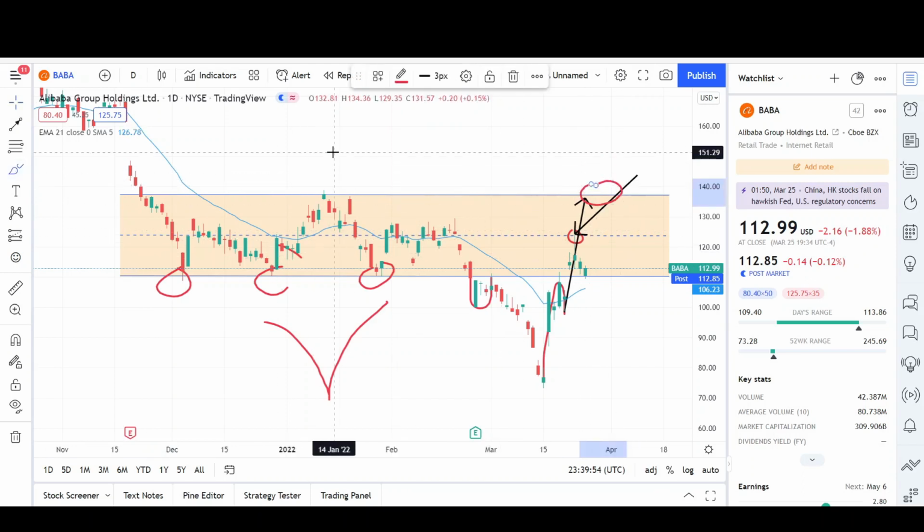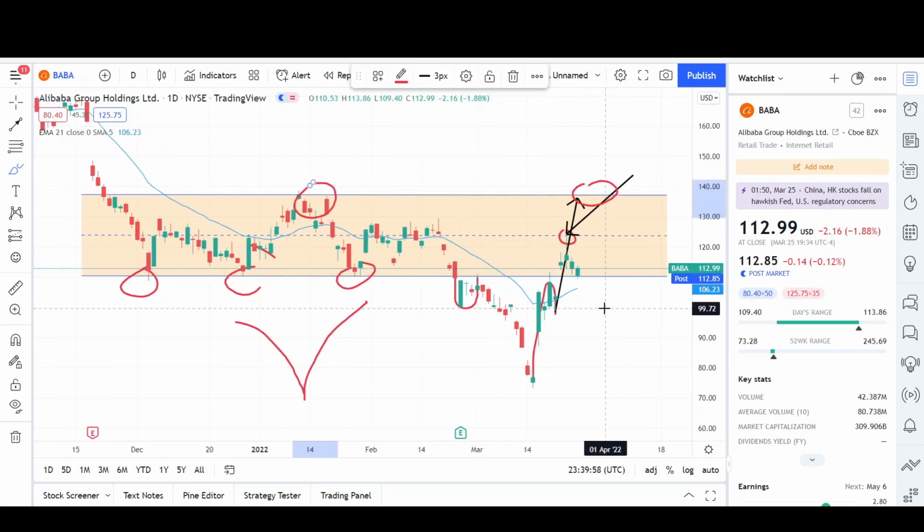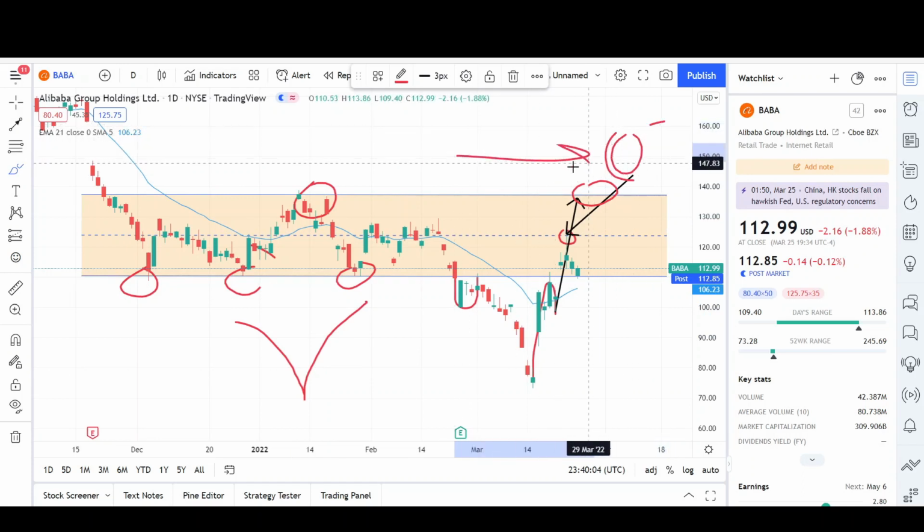If we're at the bottom of the range, we know we go back up to the top. That's usually what happens in a range. So since we had the failed breakout, that can even lead to higher prices, maybe in a breakout on the top side of the range. So we'll have to wait and see. That's what it looks like in my eyes.